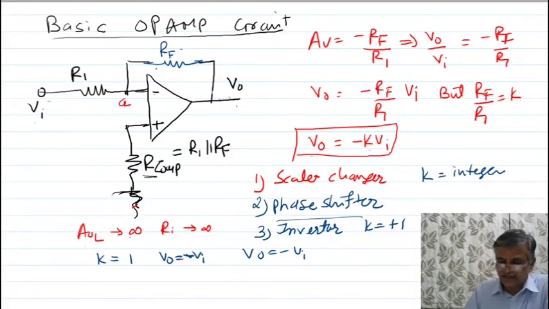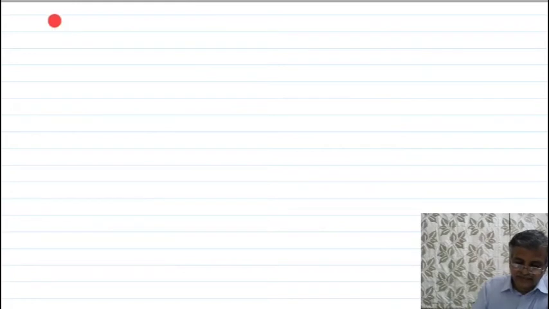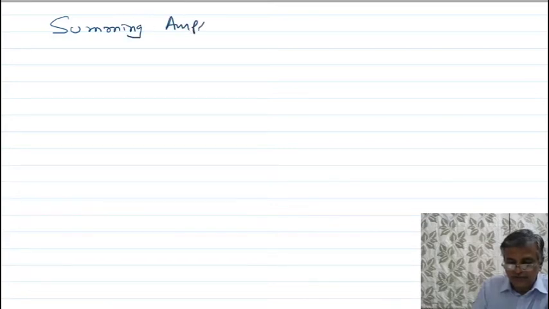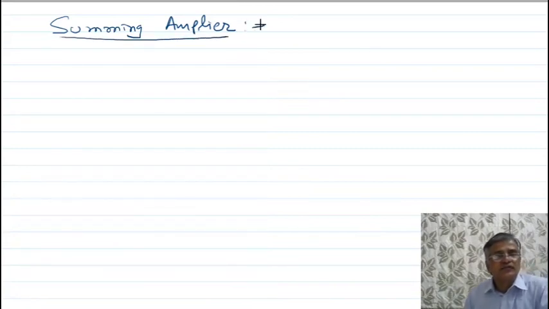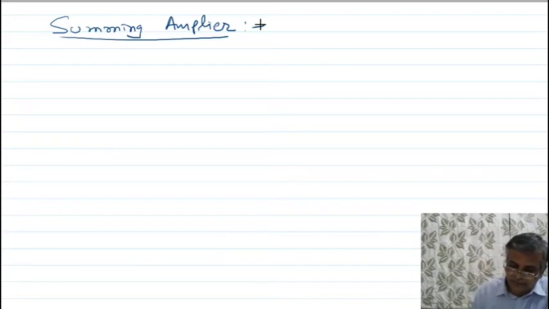Now another circuit I want to discuss is called the summing amplifier. Whenever you want the output to be a sum of the input signals, the summing amplifier is used. There are two types of summing amplifier: inverting summing amplifier and non-inverting summing amplifier. So let us first discuss the inverting summing amplifier. It's a very simple circuit.